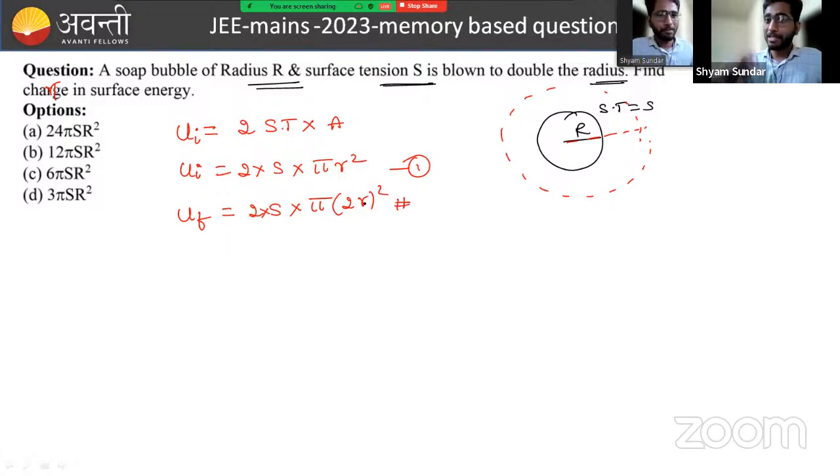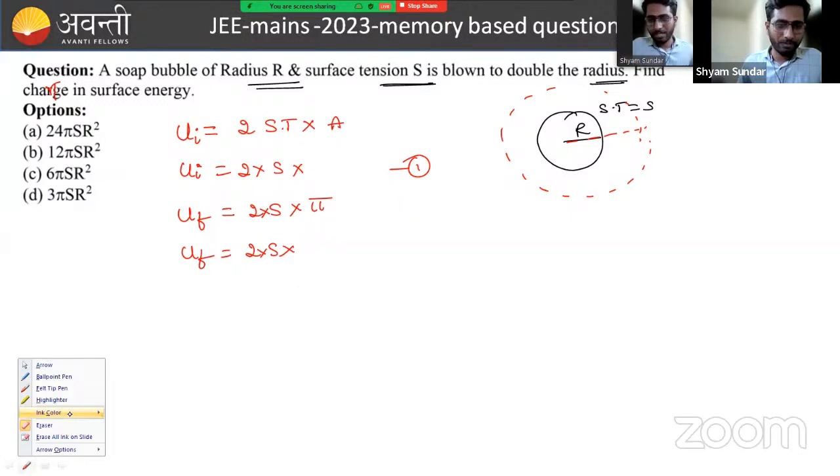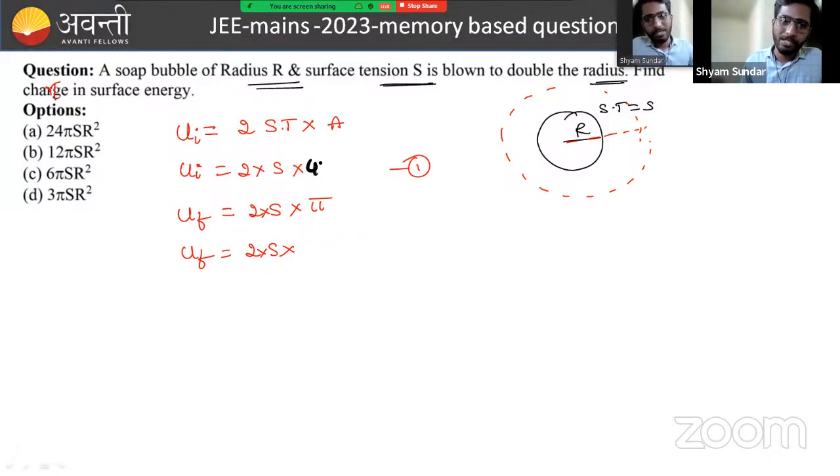Clear enough? R is increased to twice its value. Hence, the final energy will be equal to 2 times S into surface tension into pi into 4 times r square. Right? 4 times r square. Here we made a mistake. What is the area of the sphere? Is it pi r square? It is 4 pi r square. Okay, it is 4 pi r square.